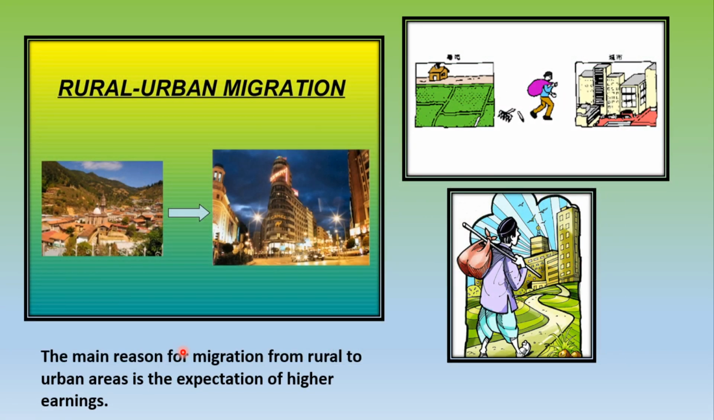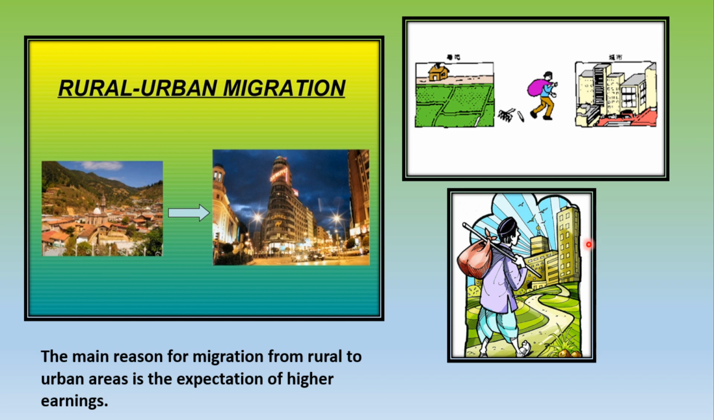Another important cause of urbanization, especially rapid urbanization, is rural urban migration. People are moving from rural areas towards the urban areas, especially in expectation of higher earnings. And people migrate. This is the major cause, that is expectation of higher earnings.